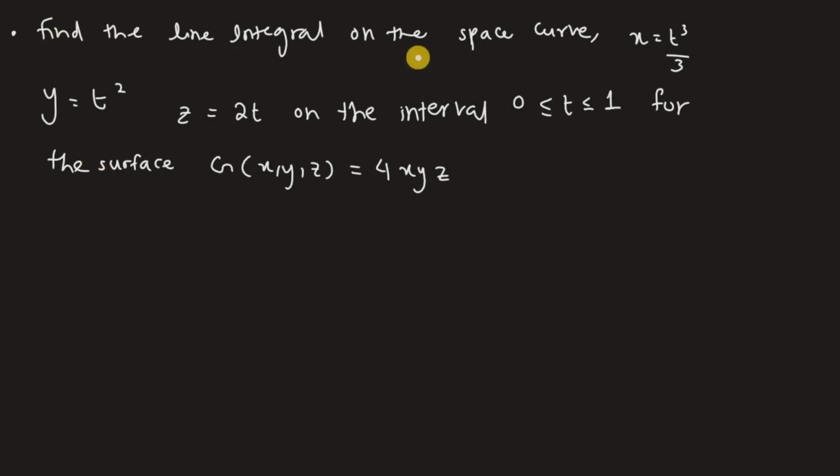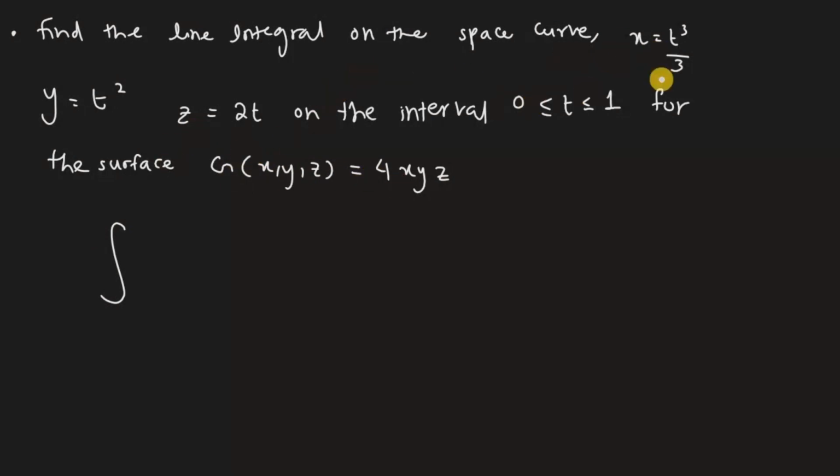In this video I'm going to go over the line integral question. Here it says find the line integral on the space curve, and this is the vector function given in the form of x equals, y equals, and z equals, on the interval 0 to 1, for the surface, and the equation is given to us. So to find the line integral, this is the formula. You're going to take this function g that is given to us.